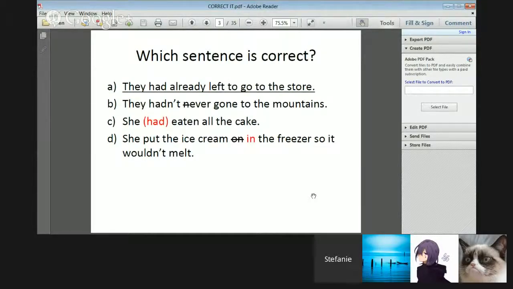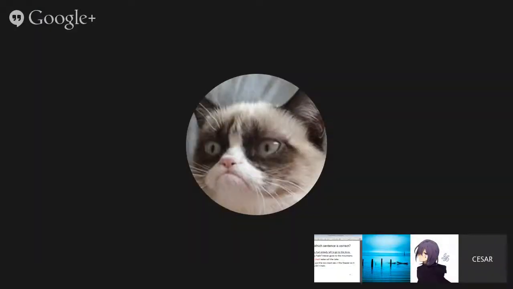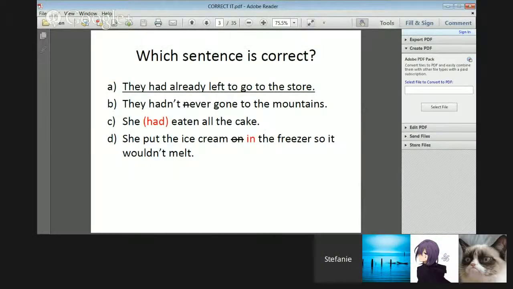So let's go over the mistakes that are in the other sentences. The second one said they hadn't never. And what's wrong with saying hadn't never? Do you know? Yeah, because if you say hadn't, the sentence is already negative, so you don't need never, as it actually has a negative connotation, I think. So hadn't and never would be redundant. Good, good. Okay, we have another student, so let me stop sharing for a second.